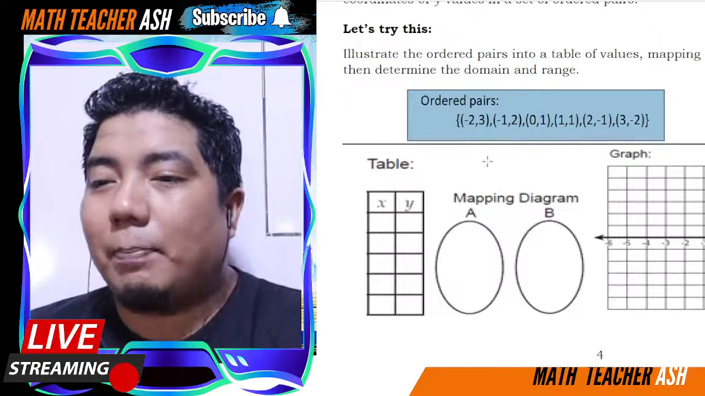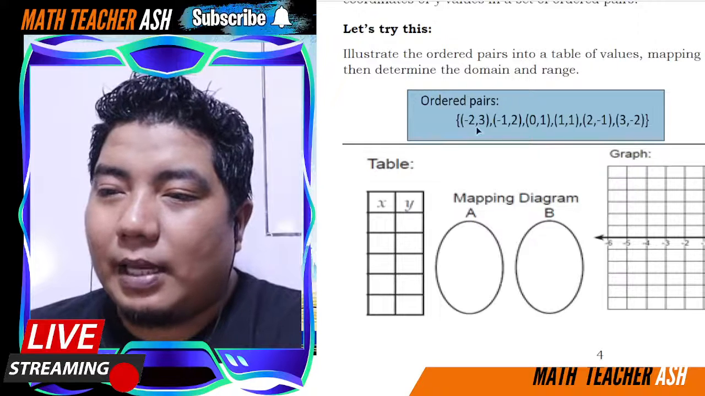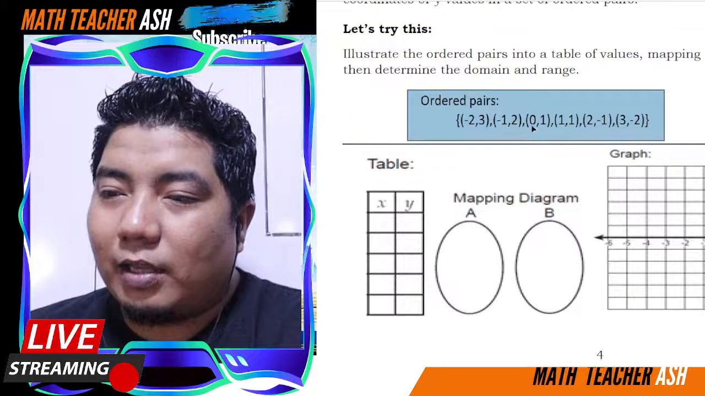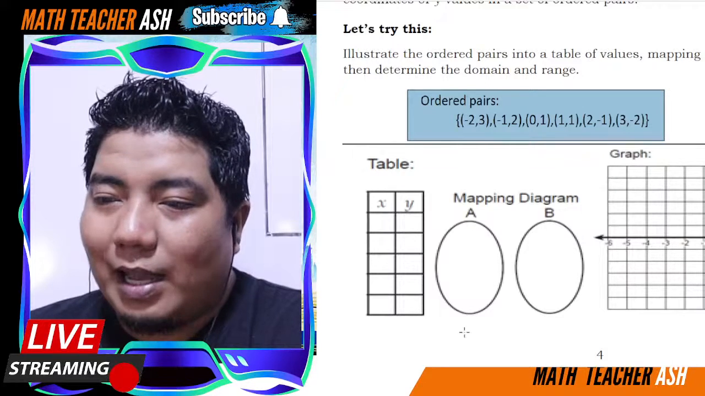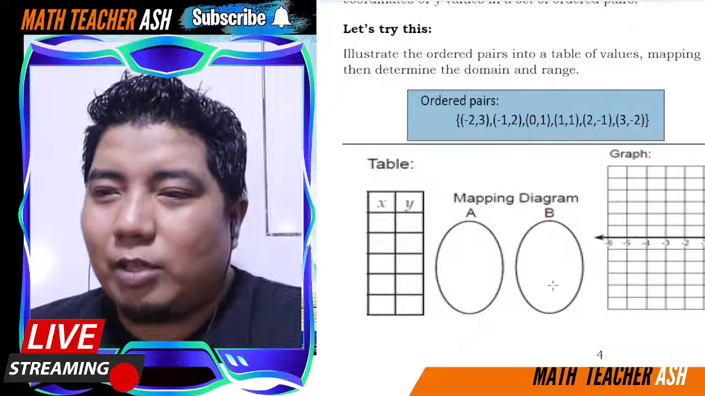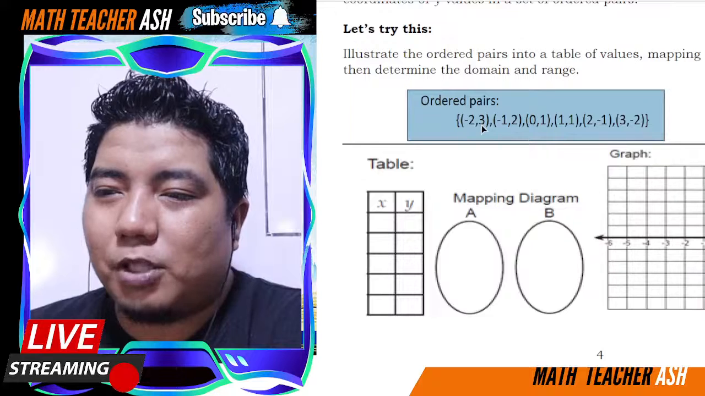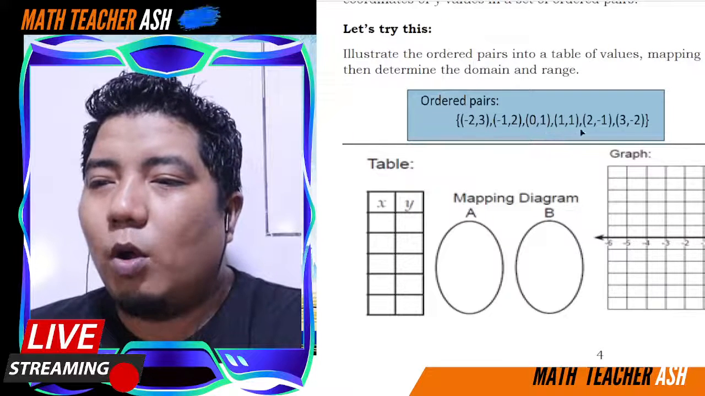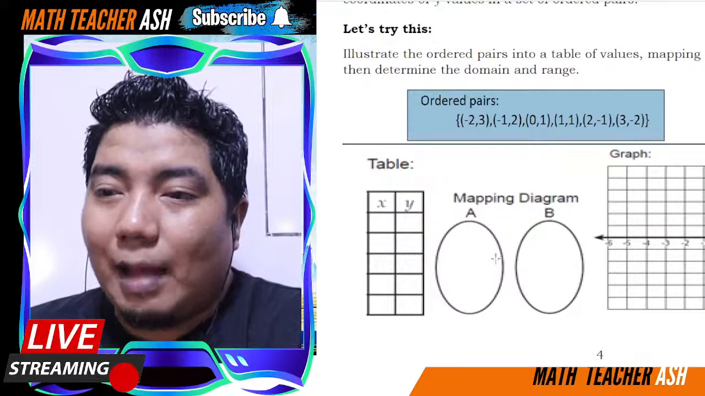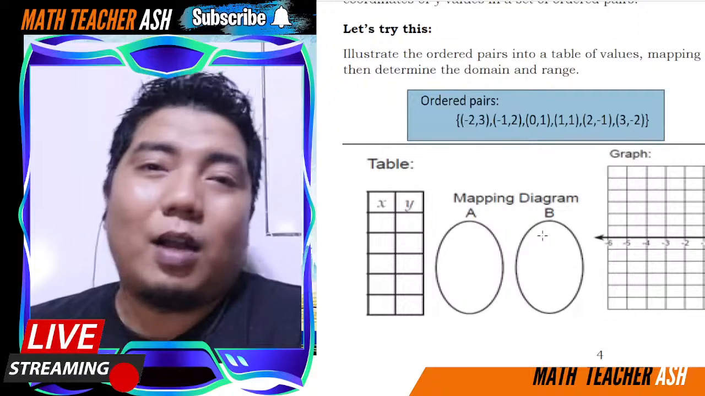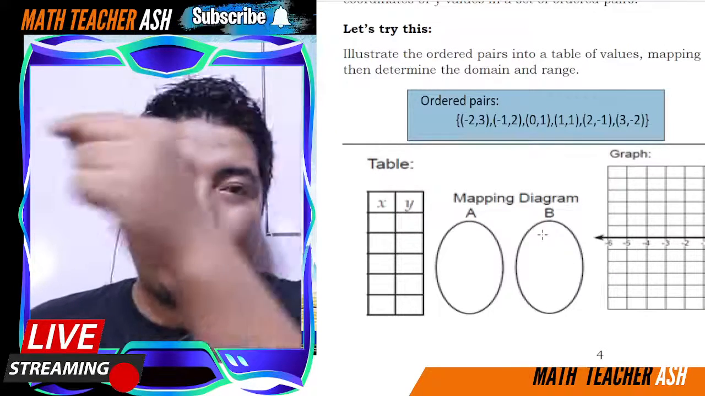Now, sa mapping naman. Of course, sa mapping, madali lang yan. Negative 2, negative 1, 0, 1, 2, at 3. Yung mga first, dito mo ilalagay kay A. Dito naman kay B, yun yung mga second numbers: 3, 2, 1, negative 1, and negative 2. Dito mo din lalagay. Tapos, gagawa ka ng line. Yung arrow, papunta ganyan.